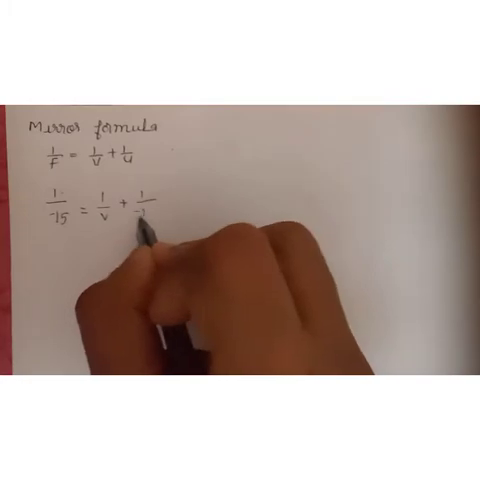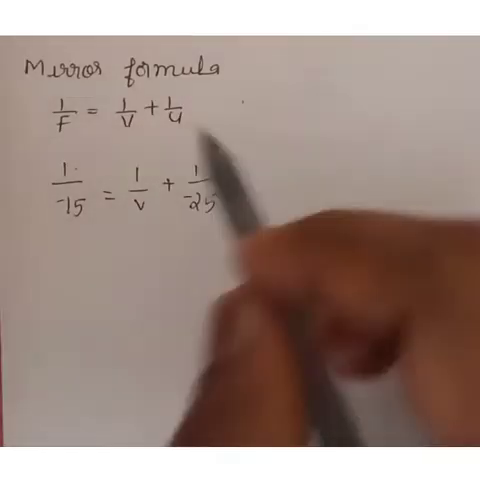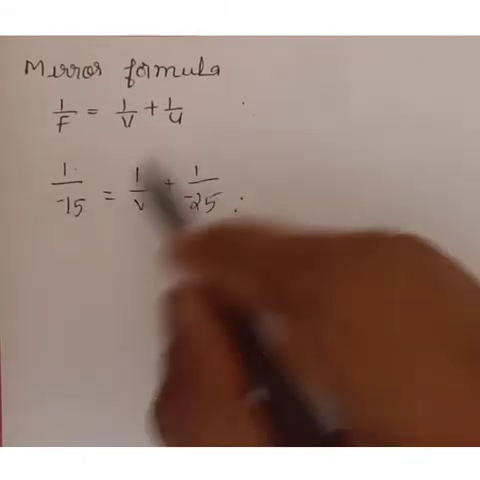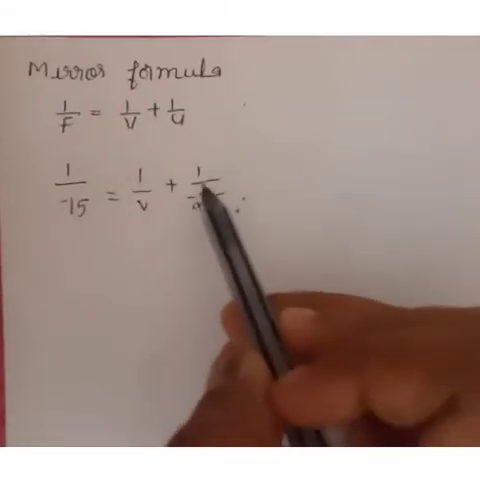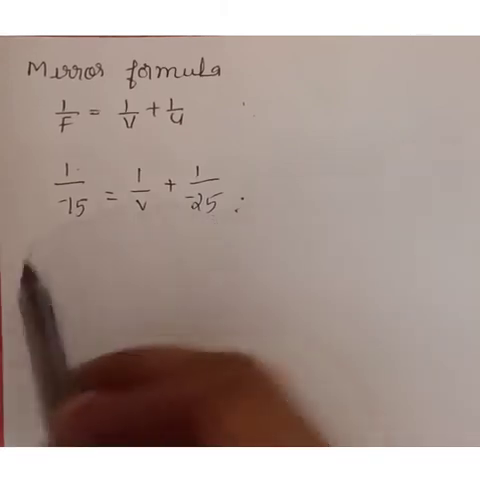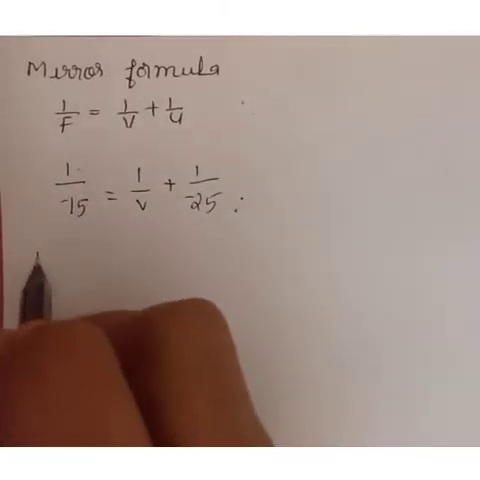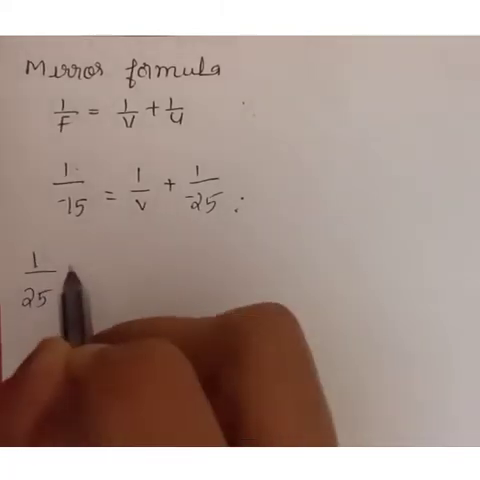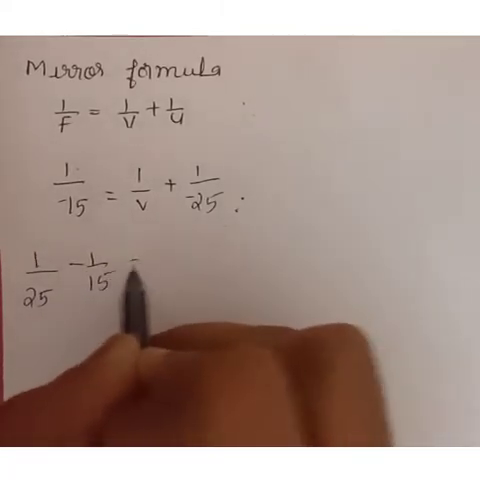So it is minus 25. Okay. Now how to solve this to find out the v? So how can you find out the v? Here I am taking minus 1 by 25 to the RHS. So 1 divided by minus becomes positive. So it is 1 by 25 minus 1 by 15 is equal to what?